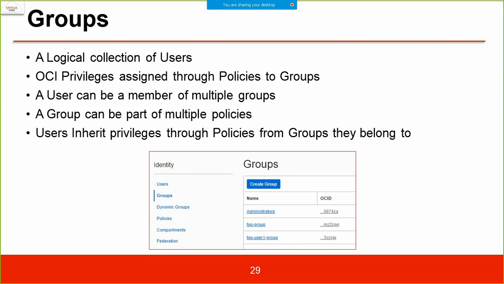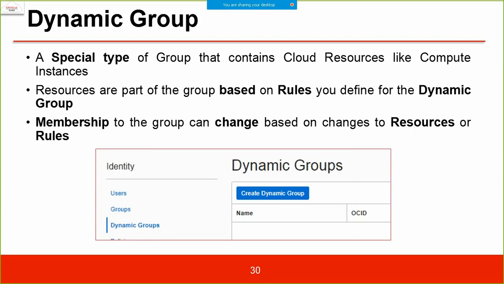Groups. A group is a logical collection of users. OCI privileges are assigned through policies to groups. A user can be a member of multiple groups. A group can be part of multiple policies. Users inherit privileges through policies from the groups they belong to. This is the concept of groups.